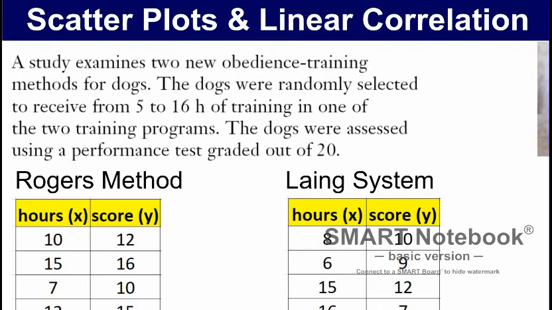Okay, today we're going to talk about scatter plots and linear correlation. So understand that we are about to jump into a topic on statistics as it relates to bivariate data. In other words, situations where you have two variables that you're going to compare against each other to see if there's a relationship.